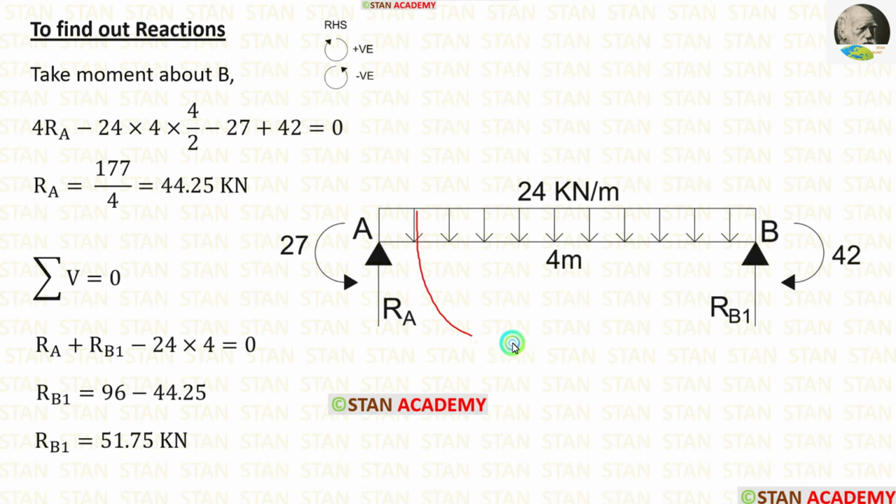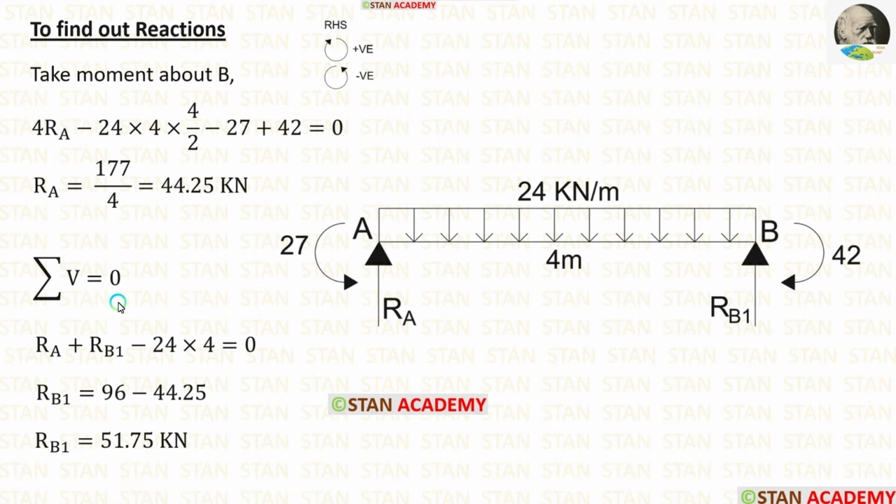The UDL is acting towards the point B in the anti-clockwise direction, so it will be negative. For the UDL, we have to multiply with the distance and distance by 2, so 4 into 4 upon 2. Then there are two moments. The moment 27 is acting in the anti-clockwise direction, so it will be negative. The moment 42 is acting in the clockwise direction, so it will be positive. After the calculations, we are getting RA, which is equal to 44.25 kilonewton.